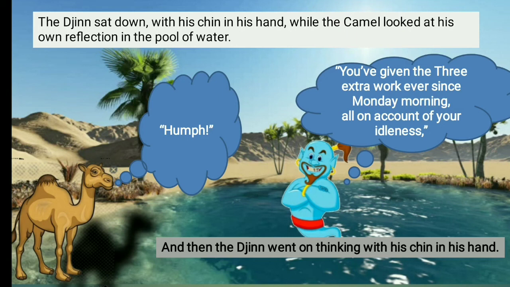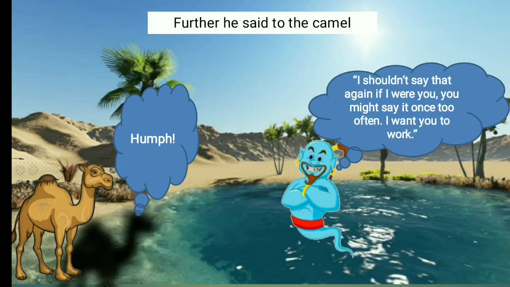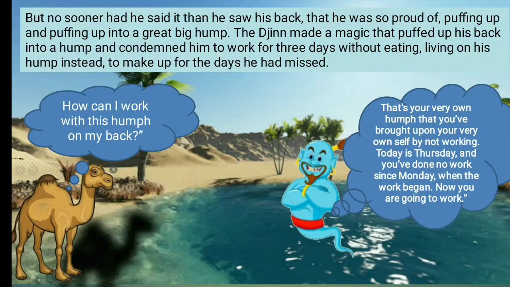And then the jinn went on thinking with his chin in his hand. Further, he said to the camel, "I shouldn't say that again. If I were you, you might say it once too often. I want you to work." But no sooner had he said it than he saw his back that he was so proud of, puffing up into a great big hump.